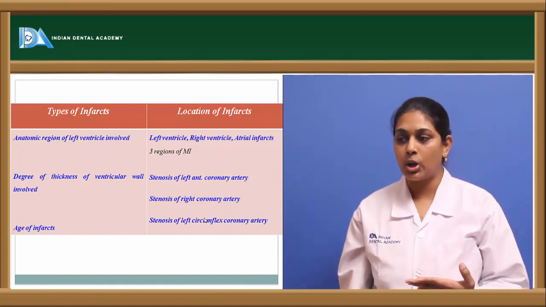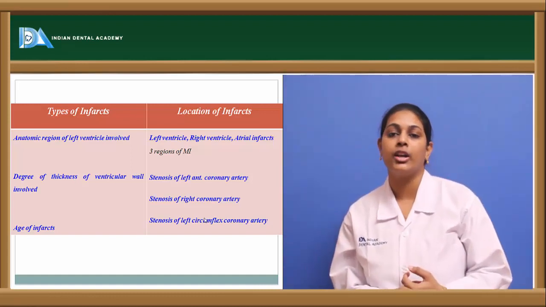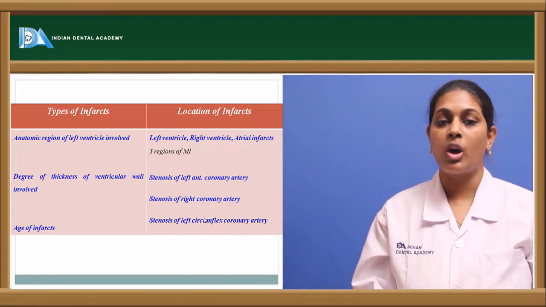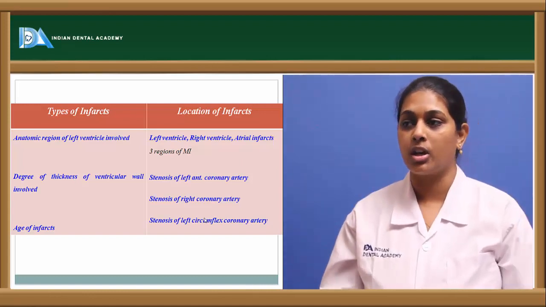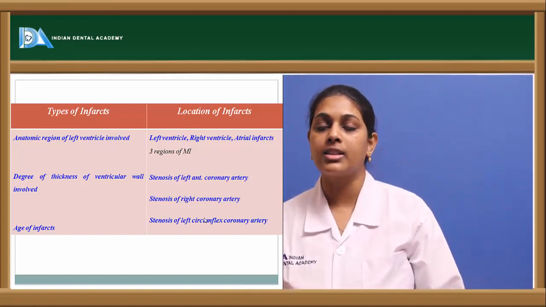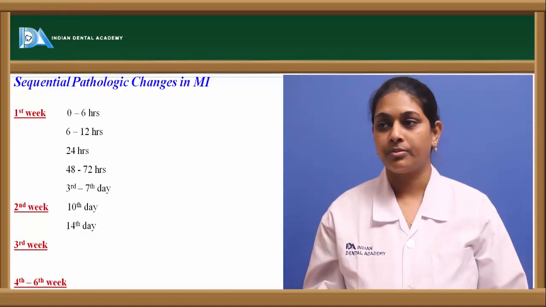Next, coming to stenosis of the left circumflex coronary artery, it involves the lateral wall of the left ventricle. So these are the locations of the infarcts and the types of infarcts.